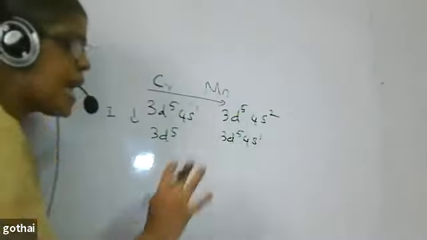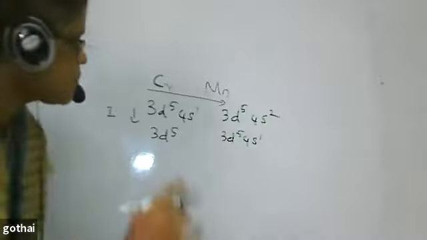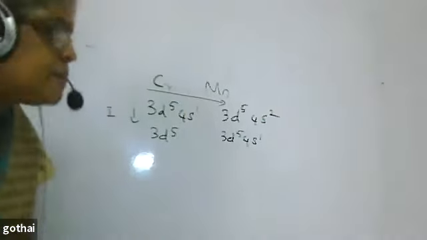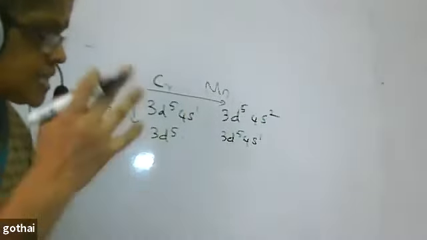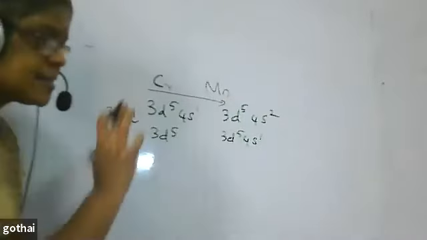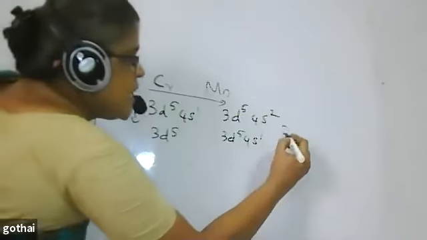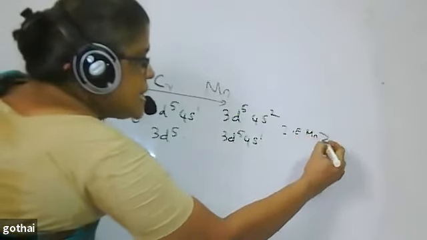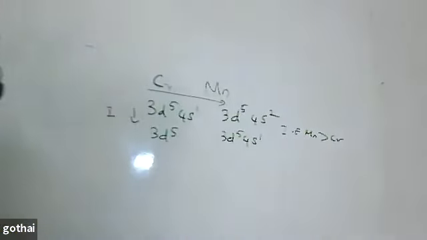From our previous knowledge, when I move along the period, the size of the atom decreases and the effective nuclear charge increases. So this ionization enthalpy will be higher than this. Yes, the first ionization enthalpy of manganese is higher than chromium. Clear? Next, the second ionization enthalpy.